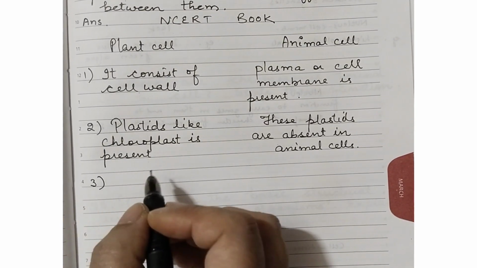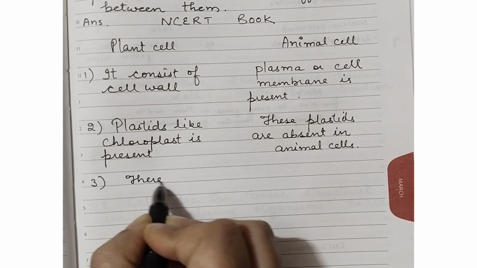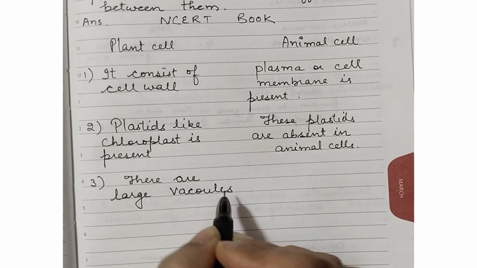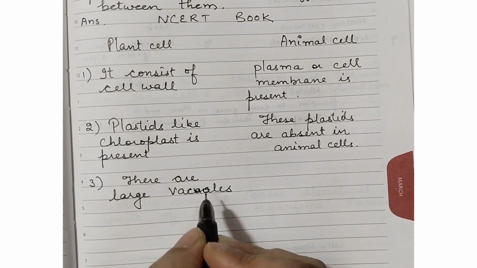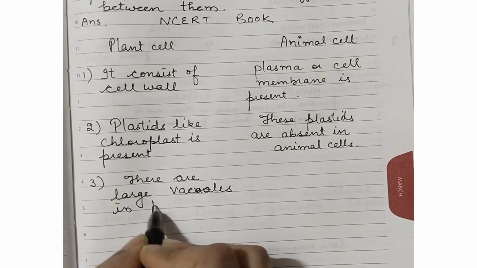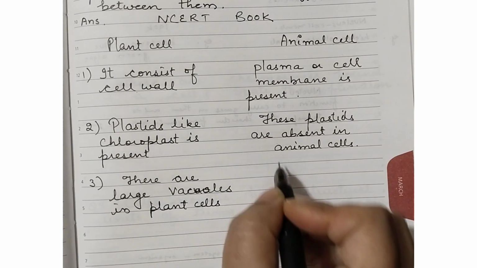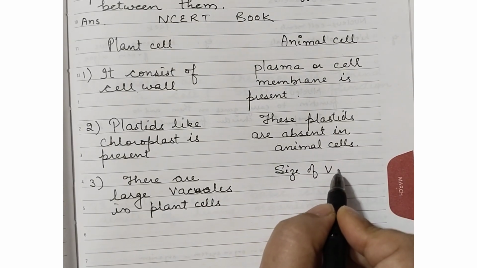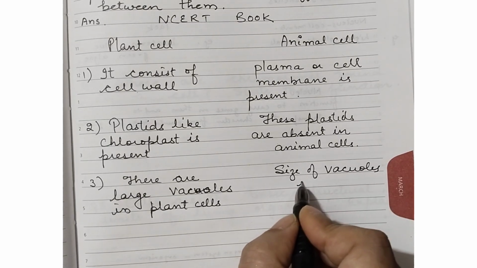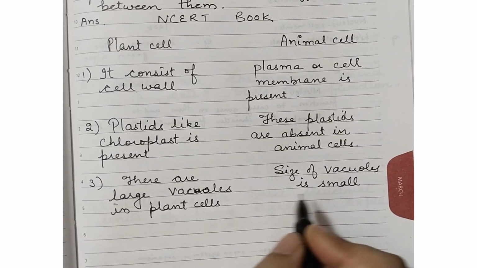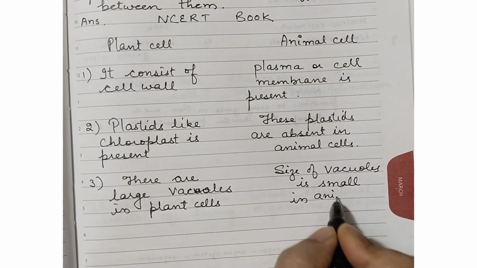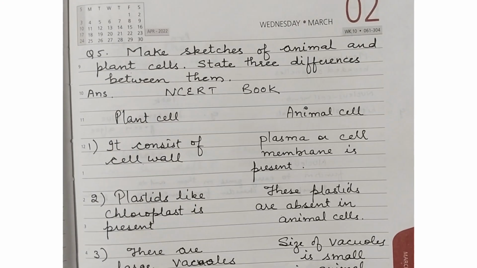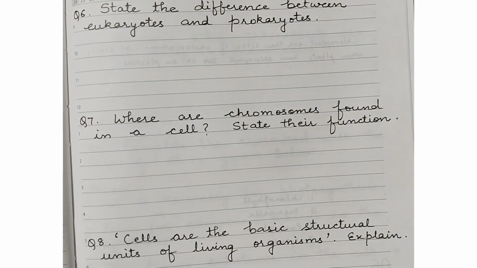Now, third difference is, there are large vacuoles in plant cells, whereas size of vacuoles is small in animal cells. Now these are the main differences between plant and animal cell.